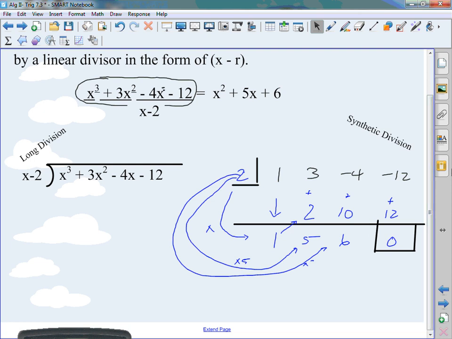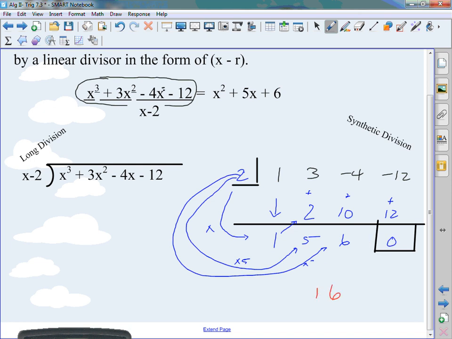Is it always going to be 0? No. What this means, I have a 1, a 5, and a 6, and a 0. This is my remainder. I have no remainder, which is good. It means it's a factor. And then I work backwards.